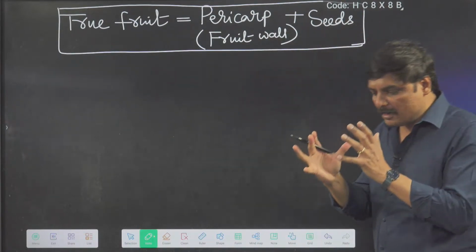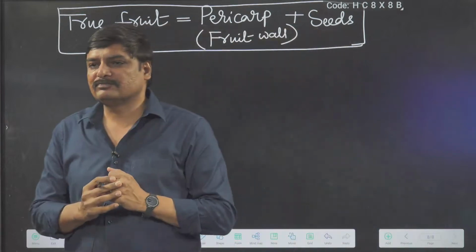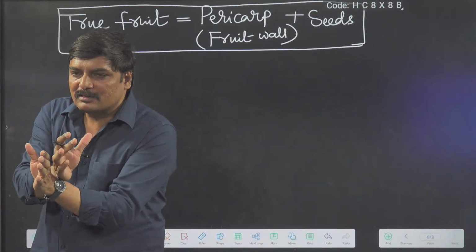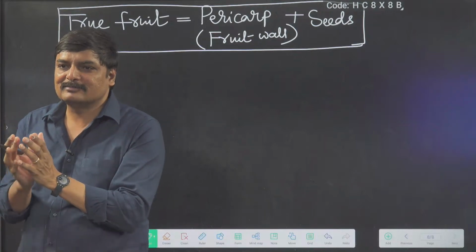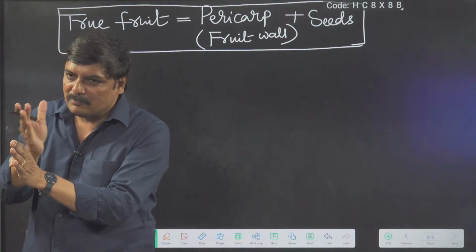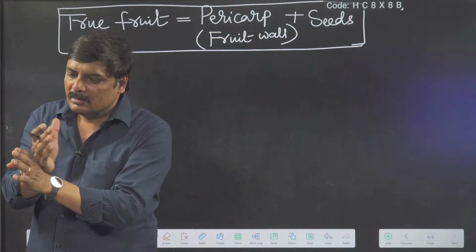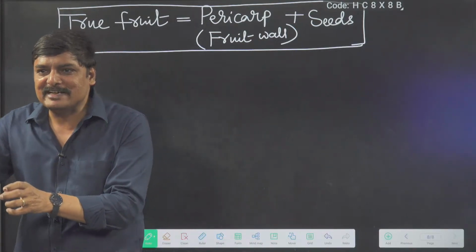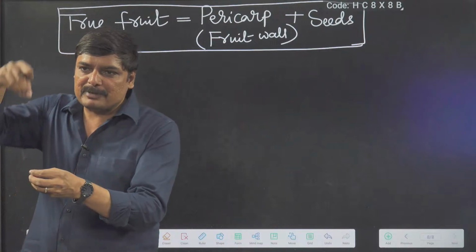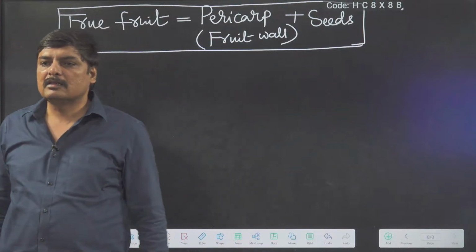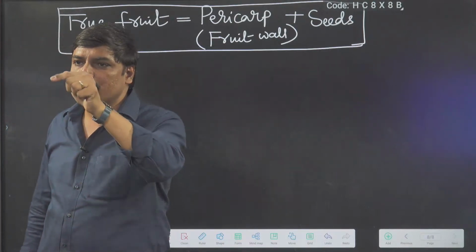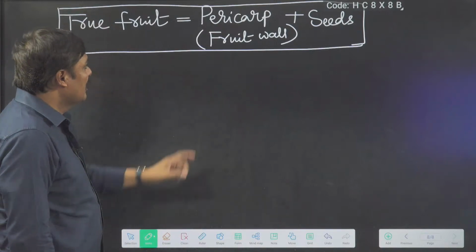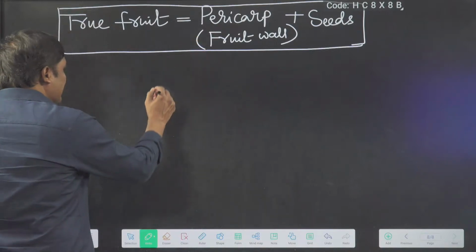What is pericarp? The fruit wall. This fruit wall is nothing but ovary wall. Ovary wall becomes a fruit wall. Ovary contains ovules. These ovules become seeds. Therefore, seeds are present inside the fruit wall. The fruit wall is technically called pericarp.